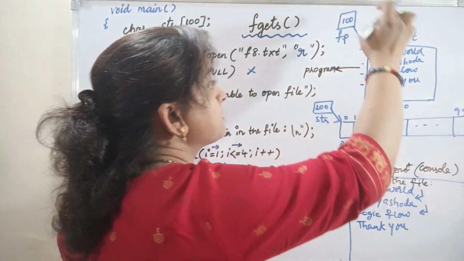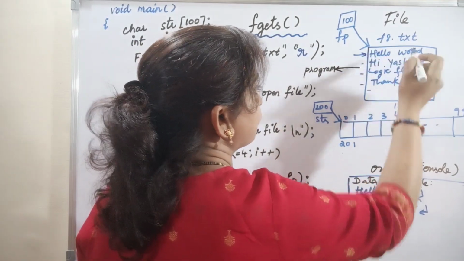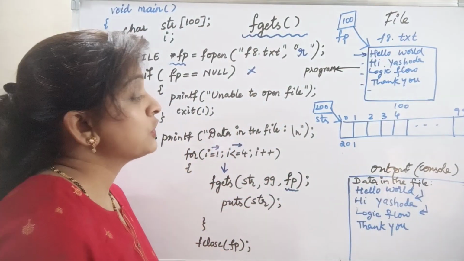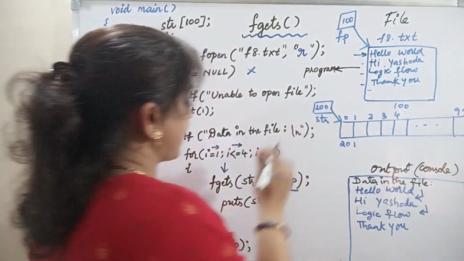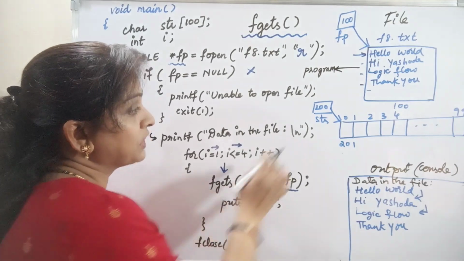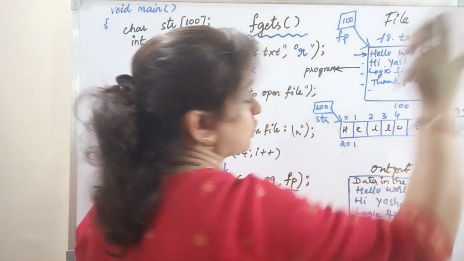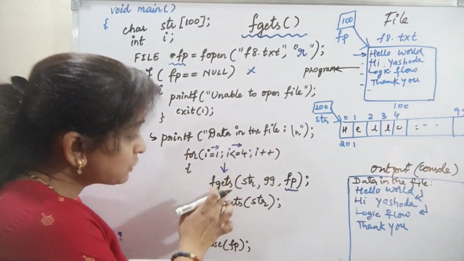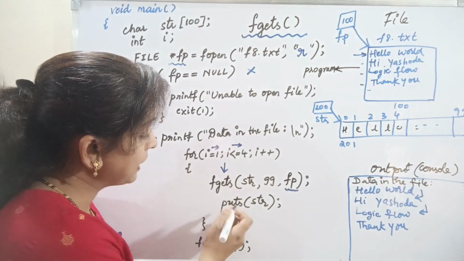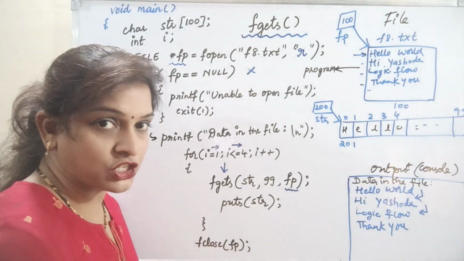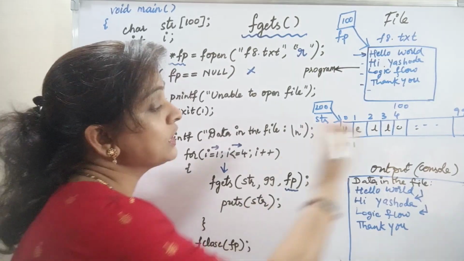So fp is pointing to f8. I have to get this sequence of characters, Hello world. This sequence of characters I am going to extract and store in str. So I will be getting HELLO. It goes on like that. As soon as I get that sequence of characters and store it in str, I am using the normal puts function to put that sequence of characters that is in str to the console.